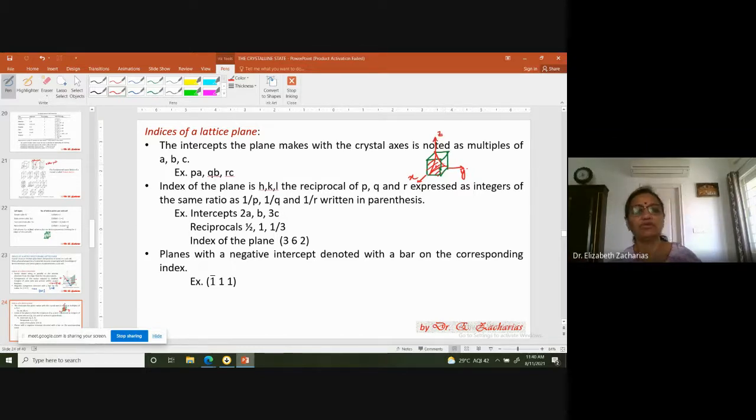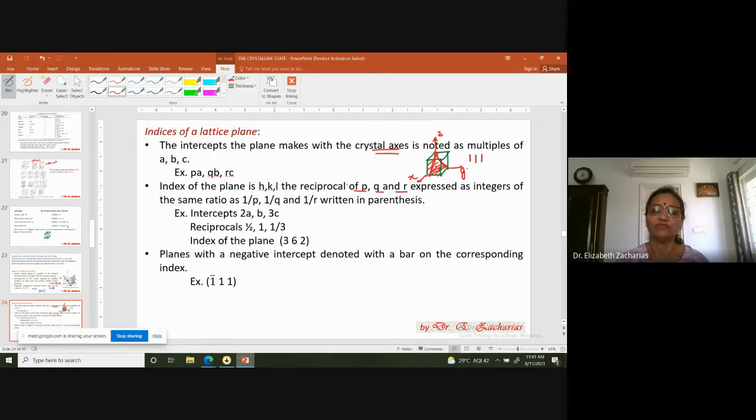Then what you have to do is find the intercept that the plane makes with the crystal axis. Crystal axis means x, y, z. For example, this plane is cutting the axis at 1 1 1. Then what do you do? Get the reciprocal of this.